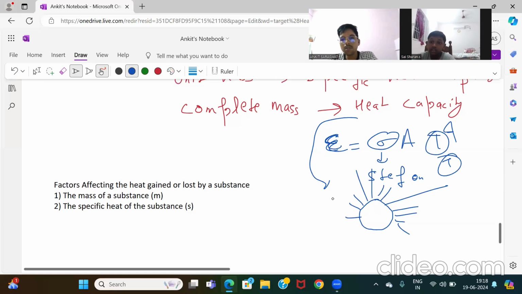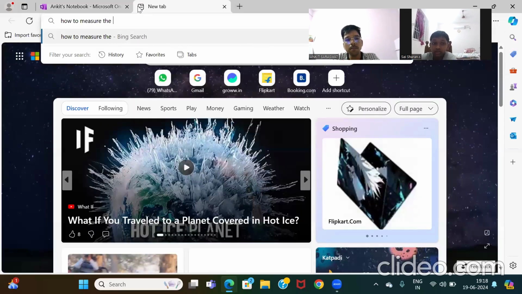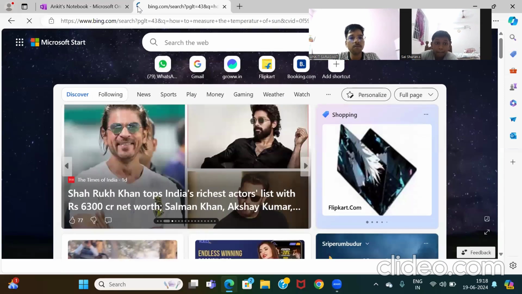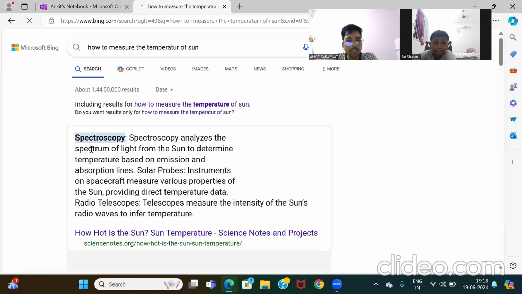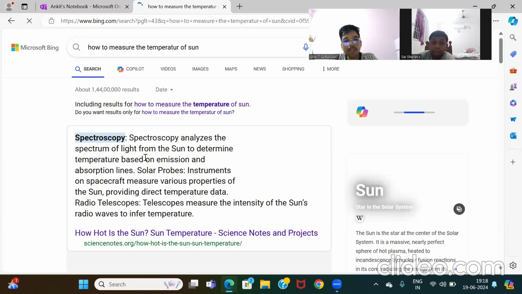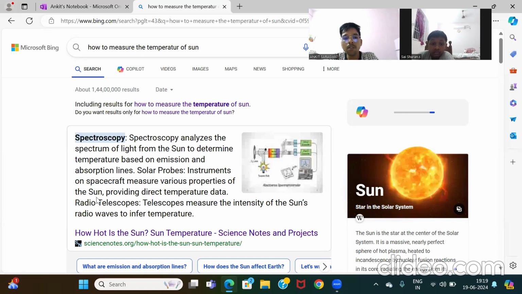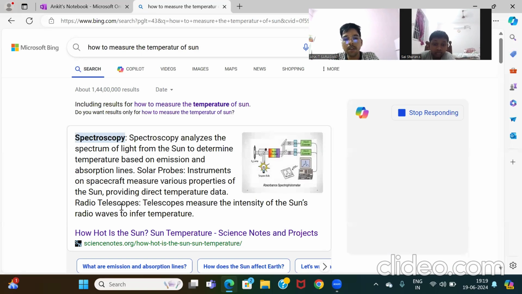Is there any specific device to measure it? Okay, let me check how to measure the temperature of the sun. Spectroscopy analyzes the spectrum of light, radiation from the sun, to determine the temperature based on emission and absorption lines. We are also using solar probes, instruments on a spacecraft, providing direct temperature data. A radio telescope measures the intensity of the sun's radio waves to infer temperature.